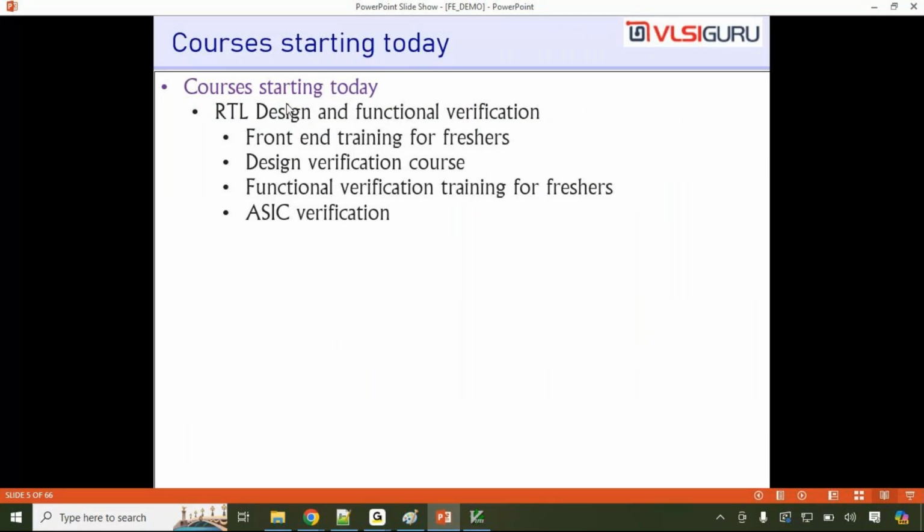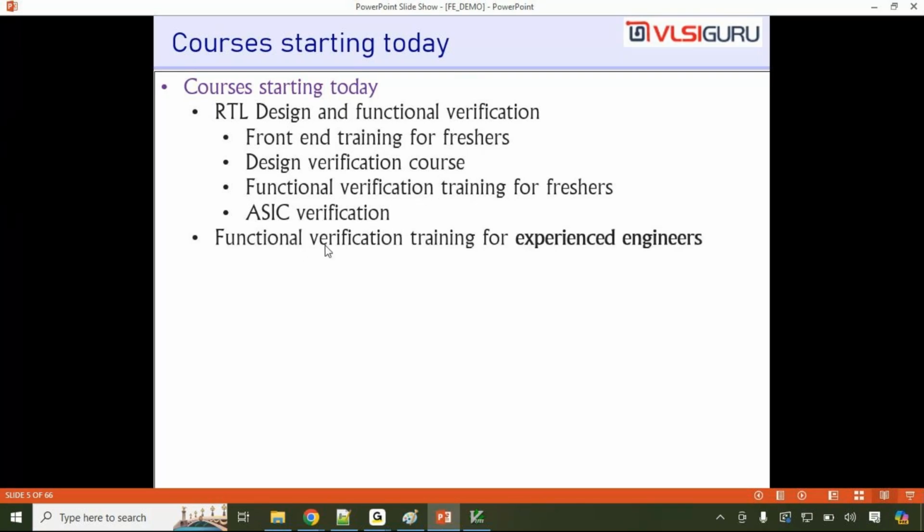So the one we are starting today is RTL design and functional verification. That course is the same as front-end training for freshers. Let's say some of you have enrolled for a course called front-end training. So we are referring to the same course, where you are going to learn RTL design, you are going to learn RTL functional verification. That is again the same as the design and verification course, which is the same as functional verification training for freshers and ASIC verification. Why I'm telling this is whichever term we use, it's all the same course we are referring to.